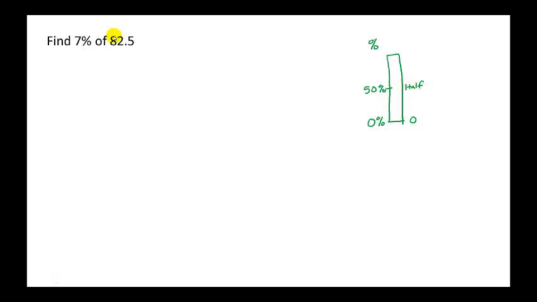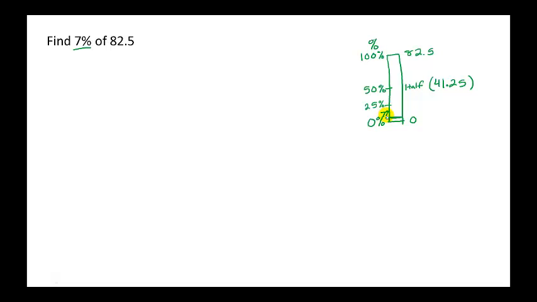which in our case, half of 82 is 41, and half of 50 cents is 25 cents. So half would be 41.25. And then all, or 100%, in our case would be 82.5. So 7% is between 50% and 0. It's between 25% and 0. So I'm going to say it's somewhere around here, about.